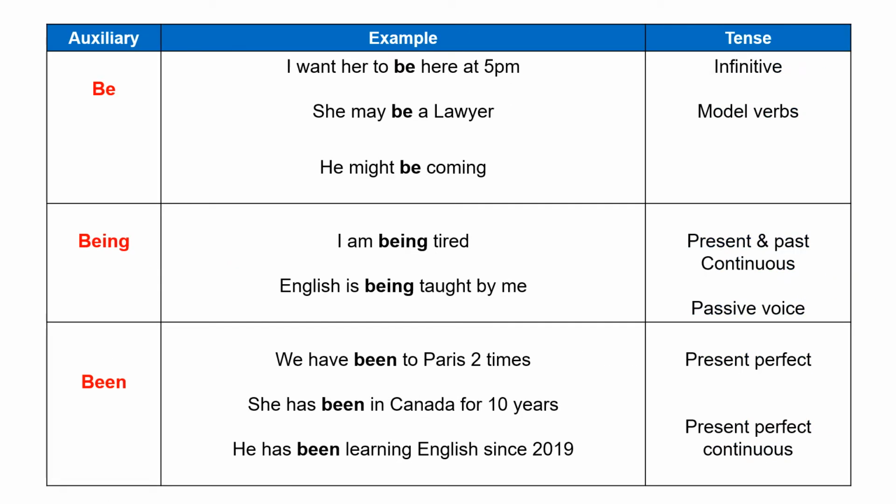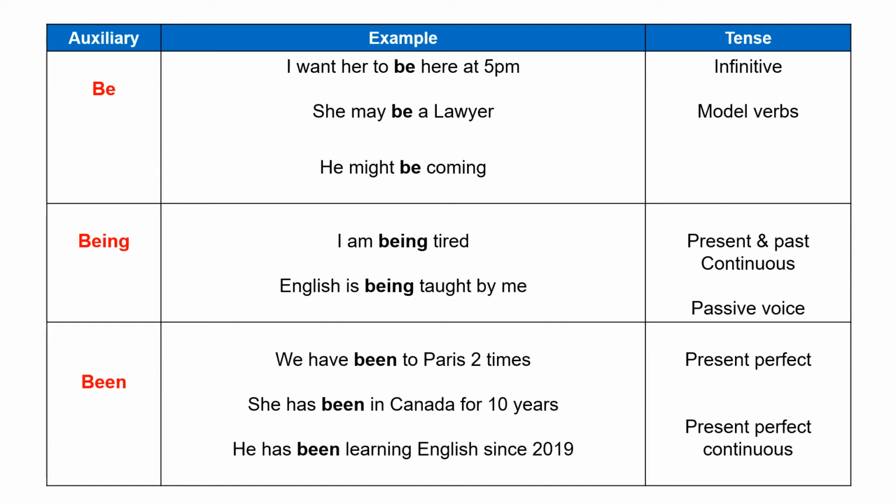Next auxiliary verb, be. Be is used with infinitive and modal verbs. Example, I want her to be here at 5 p.m. In this sentence, be has been used with infinitive to. Next example, she may be a lawyer. In this sentence, be has been used with modal verb may to show possibility. He might be coming. In this sentence also, be has been used with modal verb might to show possibility.